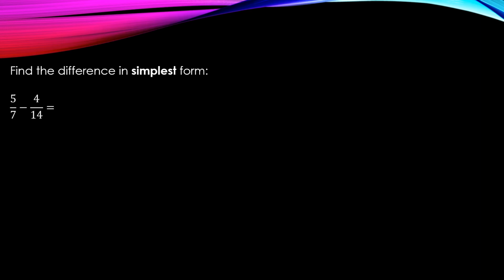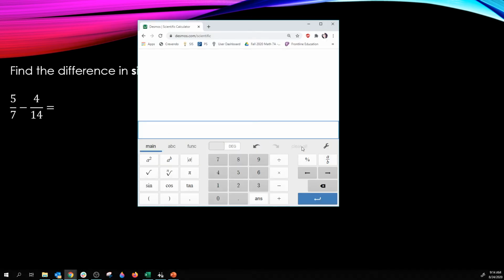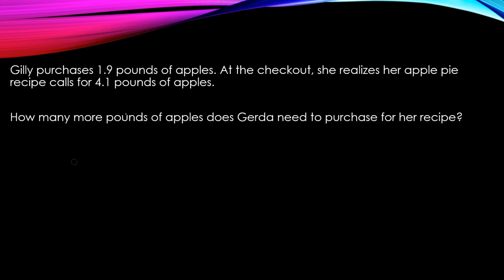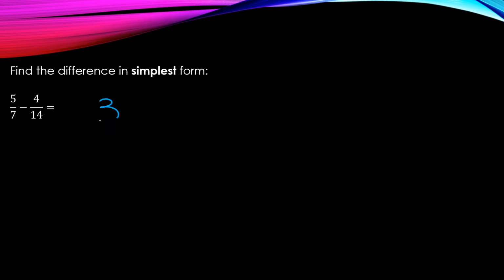Find the difference in the simplest form. All right, so I have 5 over 7 minus 4 over 14. Since I have fractions here, I'm going to type this in to save me a little bit of time. 5 over 7 minus 4 over 14, and I get this long decimal, but I can convert it to a fraction by clicking this button, and it tells me that it is 3 over 7. So 3 over 7 would be my final answer here.